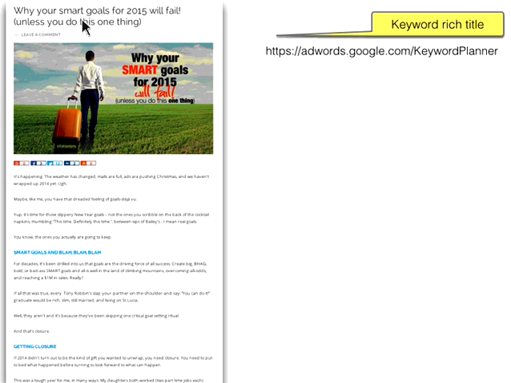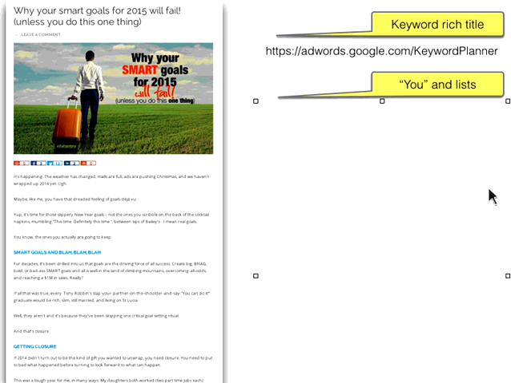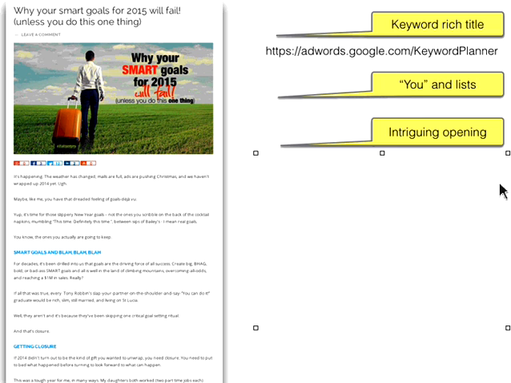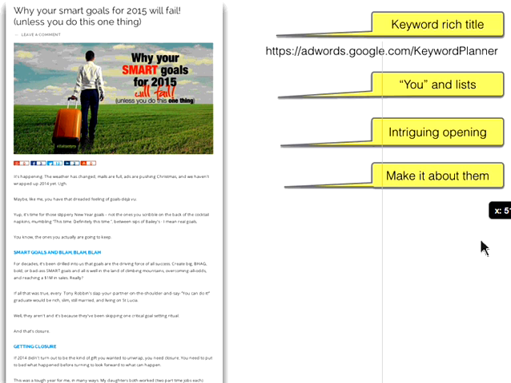So I will try and put in a phrase that I think is going to rank well from an SEO perspective. Next, I'm going to include either you, your, or a list in the title because those are definitely going to get me more traffic. People love that stuff. I'm going to include an intriguing opening. This one starts with, it's happening. The weather has changed, malls are full, ads are pushing Christmas, and we haven't wrapped up 2014 yet. Ugh. I'm just trying to give them something that's going to make them want to read on.